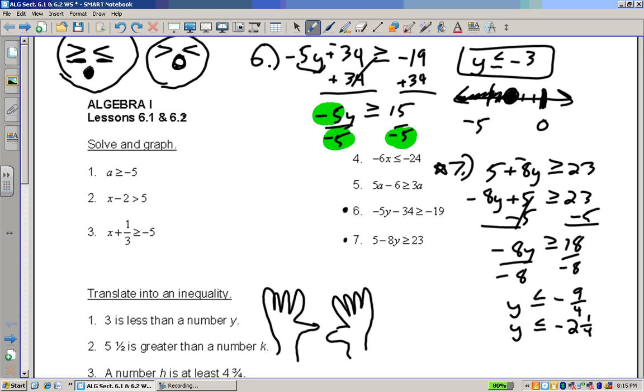and 1/4. Again, top dog in the house. 4 is the divisor here. 4 goes into 9 2 times. 2 times 4, 8. Subtract, we get 1, and the remainder goes over the divisor, 2 and 1/4. So that's how we get the 2 and 1/4 there. Of course, don't forget the negative sign here.